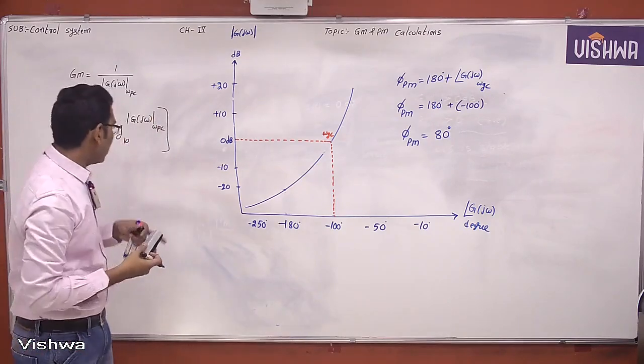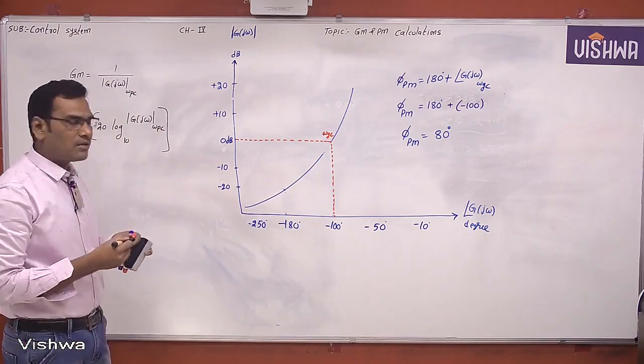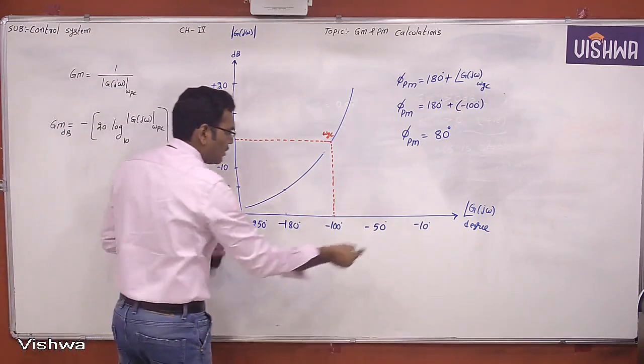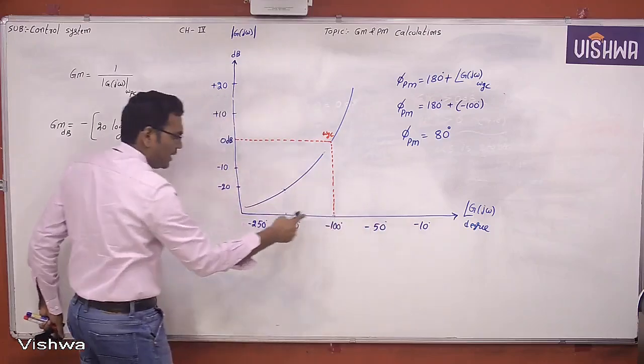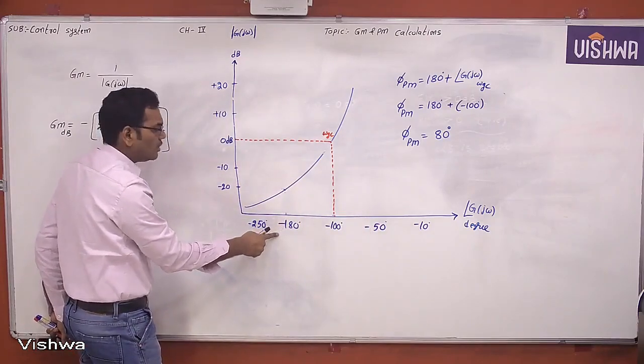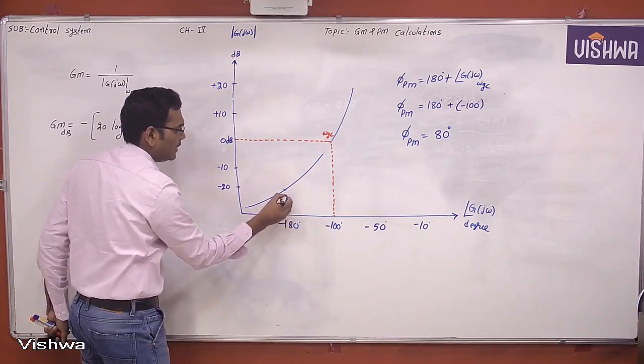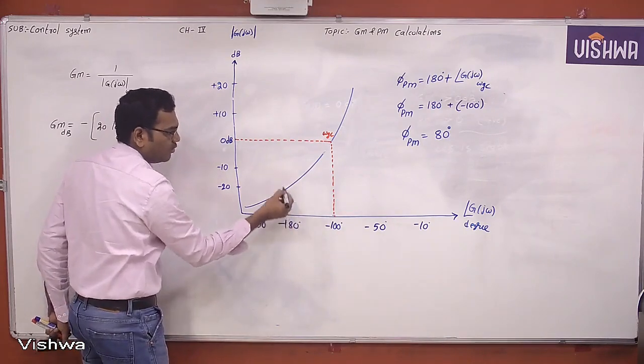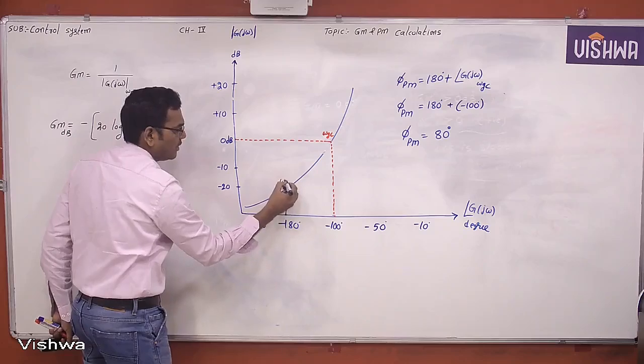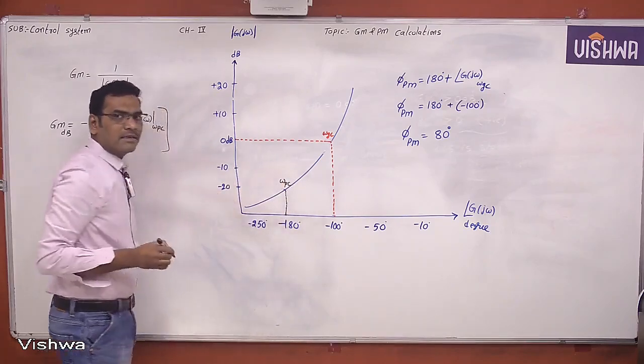But I want the phase crossover frequency. What is the phase crossover frequency? See here. The phase crossover frequency is the frequency at which the phase angle of the open loop transfer function is equal to minus 180 degrees. If I extend this minus 180 degrees to the plot, the frequency at which the phase angle equals minus 180 degrees is called the phase crossover frequency.